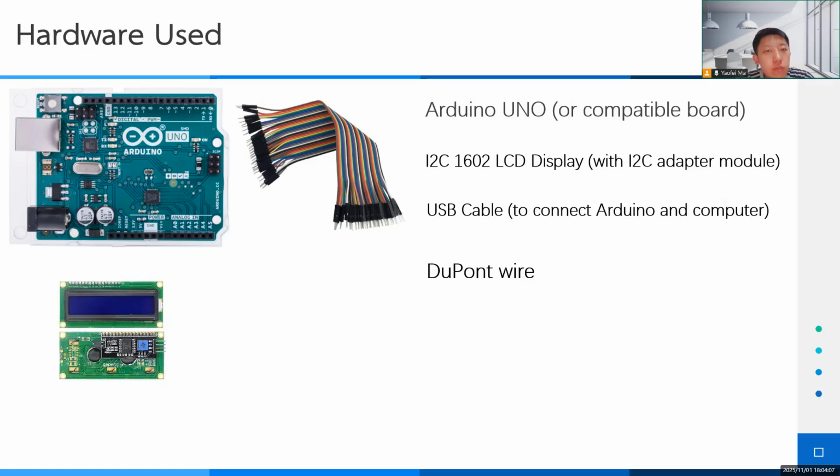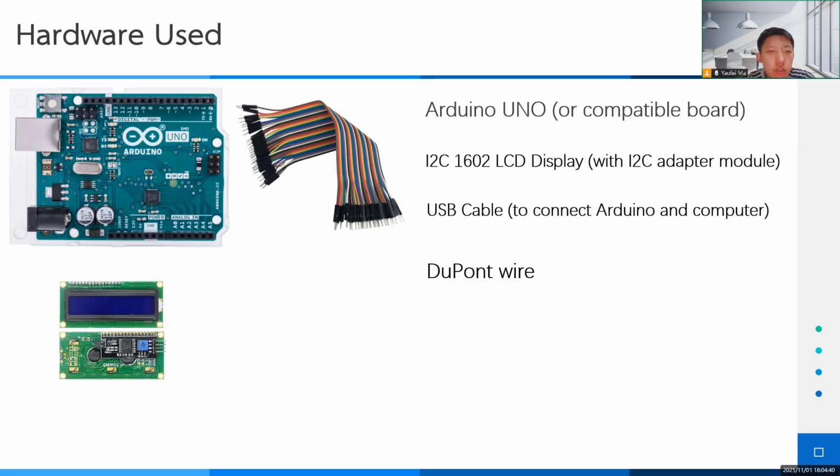Hardware used. To do this project, I used 4 main hardware parts. First, an Arduino Uno board. It is the brain that runs the C++ code. Second, an I2C 1602 LCD display with an adapter. This is what shows the text we want.